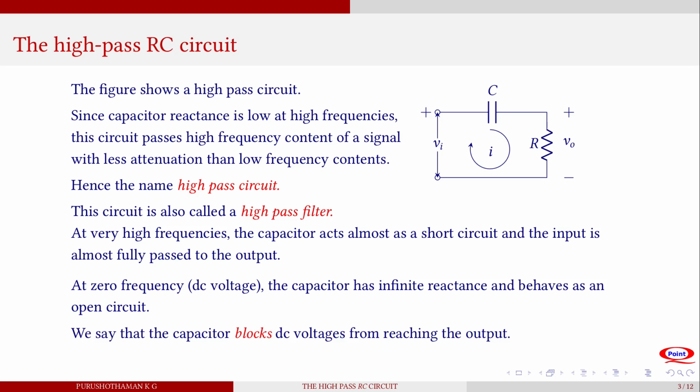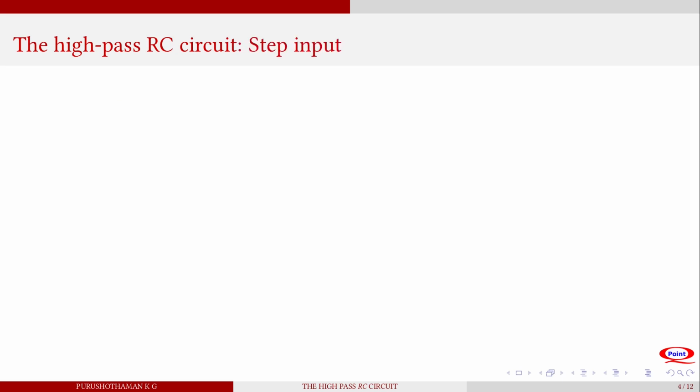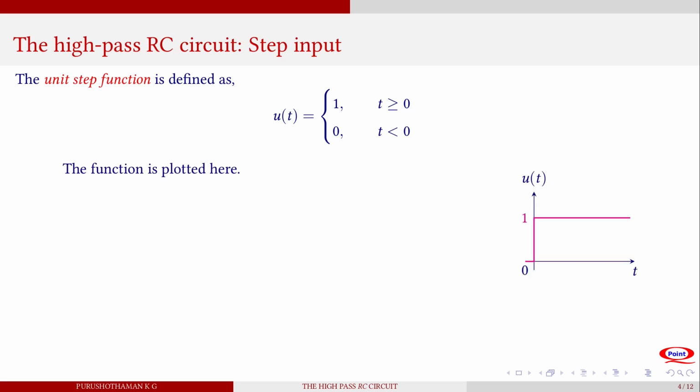Now assume that the input voltage Vi is a step input. For analysis of the circuit with step input, we define a unit step function as u(t) equal to 1 for t greater than or equal to 0 and equal to 0 for t less than 0. The function is plotted here. You can see that the value of the function is 0 for t less than 0 and 1 for t greater than 0.